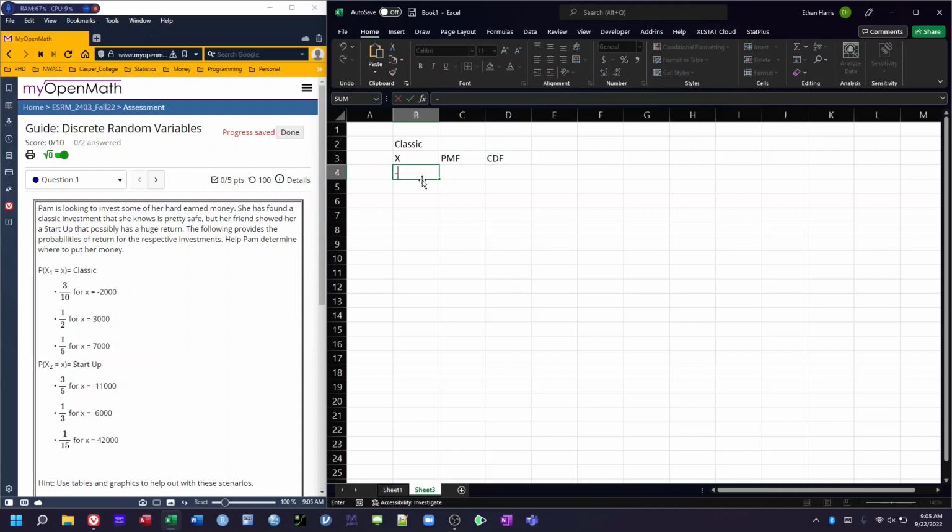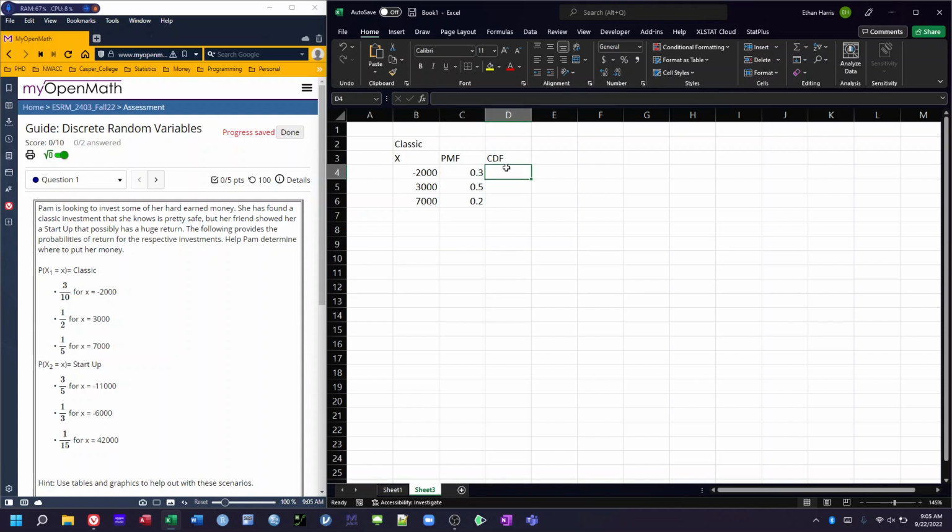So we could walk away with losing $2,000 from our investment. Another option is we could make $3,000 or we could make $7,000. And the PMF is the probability for these to happen. So the first one is 3 divided by 10. The second one is equal to 1 divided by 2. And the third one is equal to 1 divided by 5. Now, if we add these up, 0.3, 0.5, 0.2, they should add up to 1.